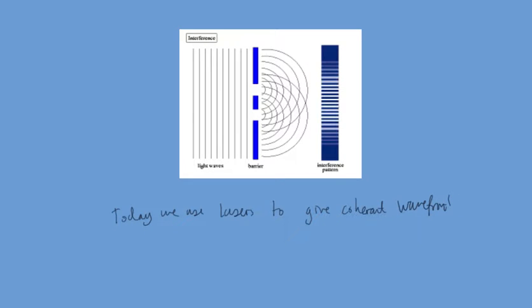Here is an example of what you would get with the diffraction pattern with a laser light. You get this bright central maximum, and they get fainter as they go out. Now it's possible to calculate the distance between the slits based on the positions of these maxima and minima.